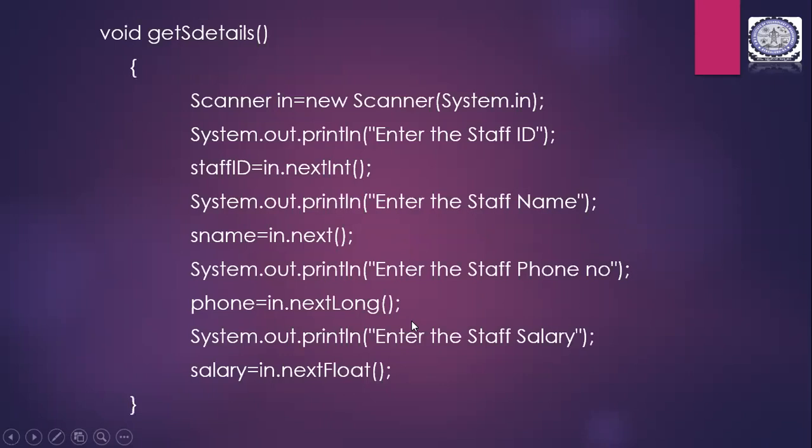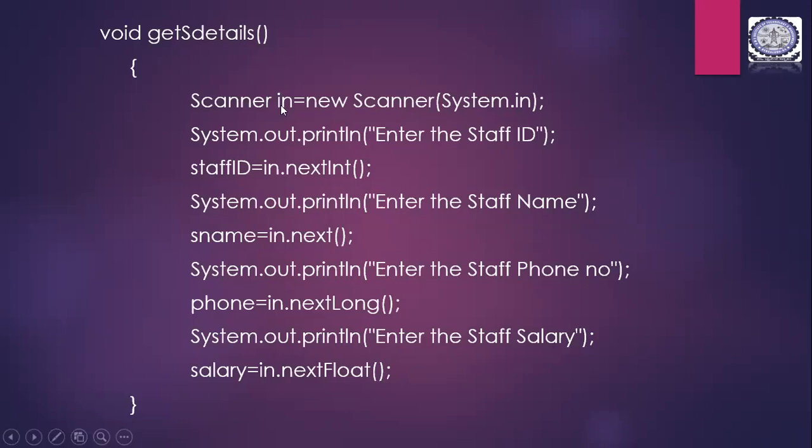Next, we use get staff details. So get S details here. You can use get details or details, anything for this. So we have used the member function get S details here, wherein we are now declaring the Scanner object basically. In here we have mentioned in. There SC was the object, right? Here in is the new object name.